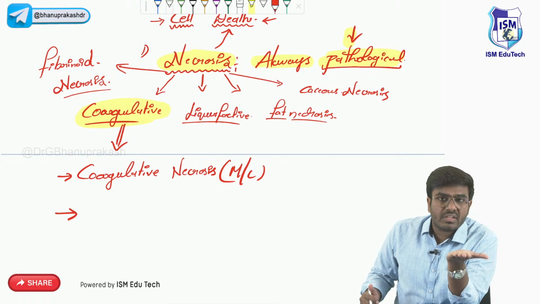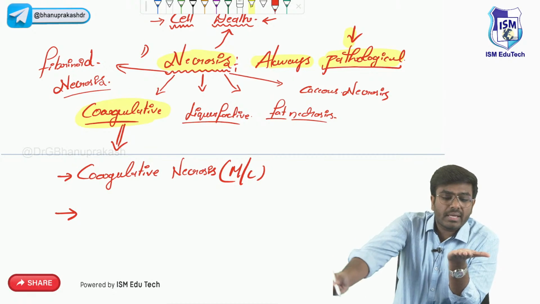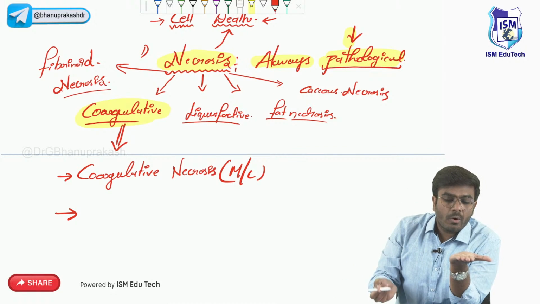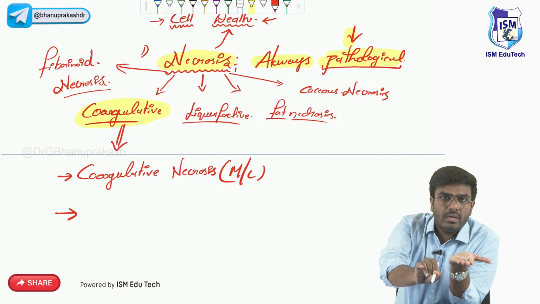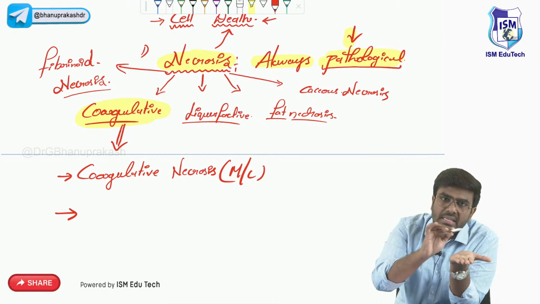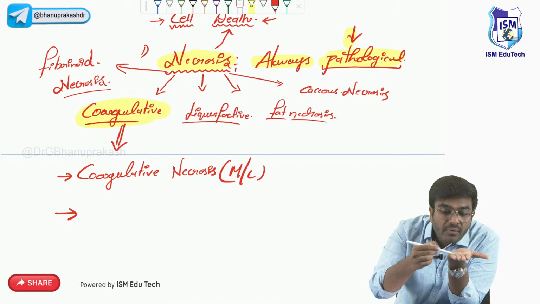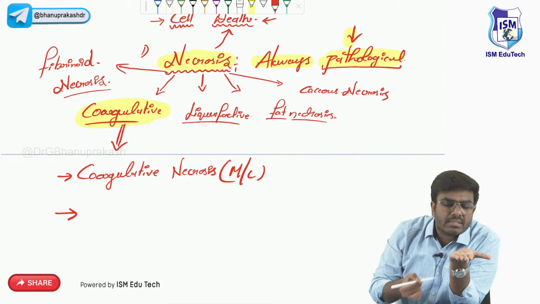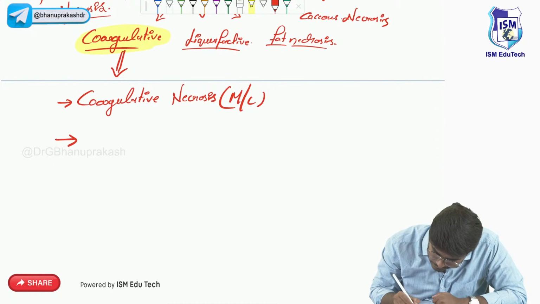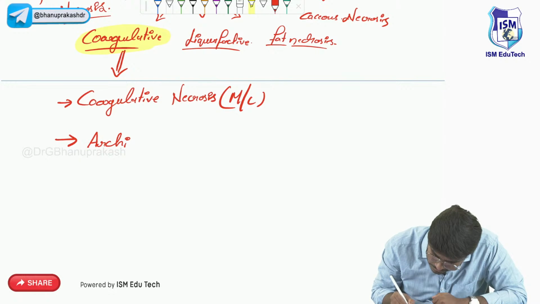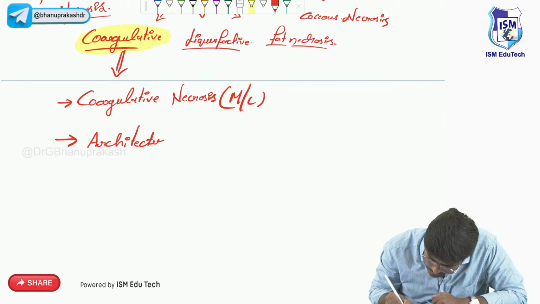if you look at the morphology of the cells, you can still recognize, okay, these are the myocytes. The architecture of the cells is absolutely preserved. The cell is dead, no doubt, but you can find the architecture. This is a myocardial cell, this is a kidney cell, something like that. So architecture is preserved.